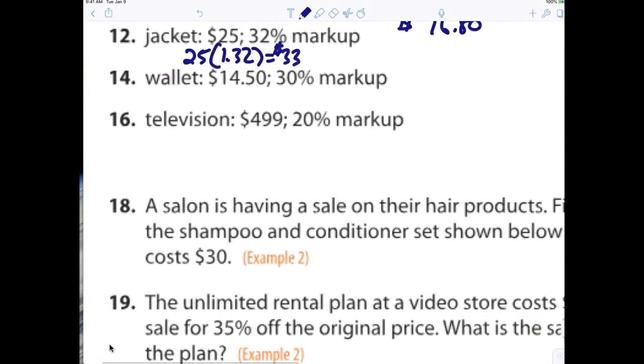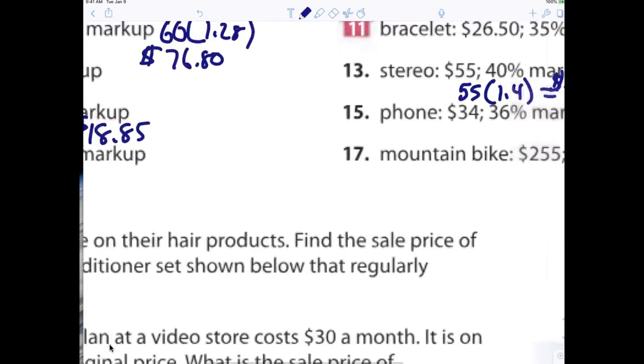Number 14. It's 14.15 times 1.30. Yep. What was that? Just stop. $18.85. $18.85. All right, here we go.